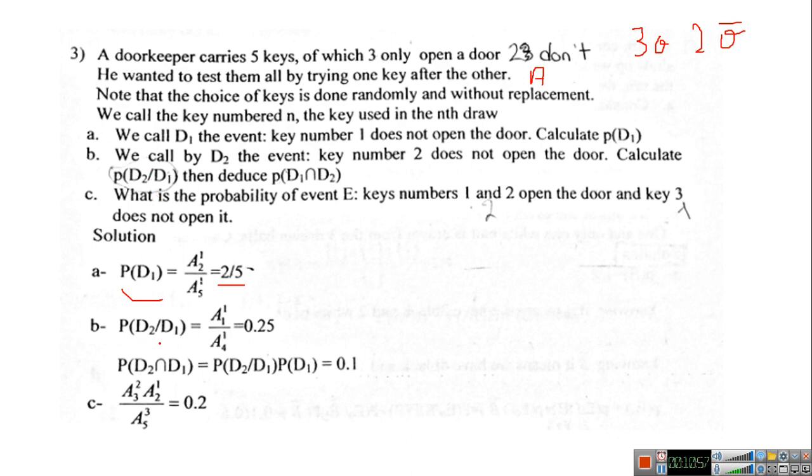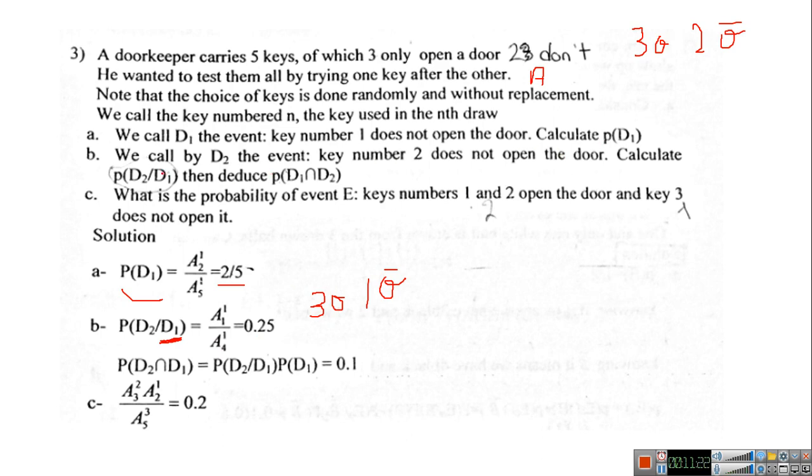Calculate P of D2 knowing D1. I know that key 1 didn't open the door. I know that D1 did not open. So now what do I have for the second one? 3 open and 1 not open. What is the probability to pick another one which doesn't open the door? It will be 1 out of 4, which is 0.25.